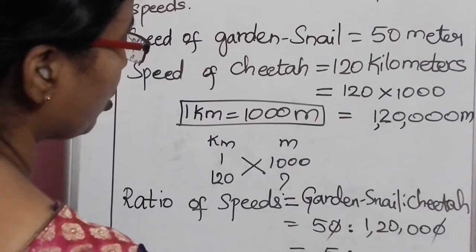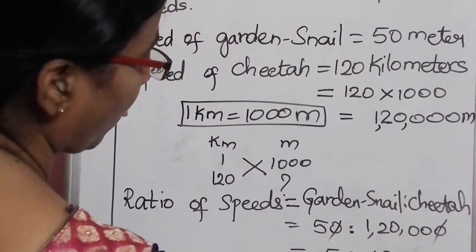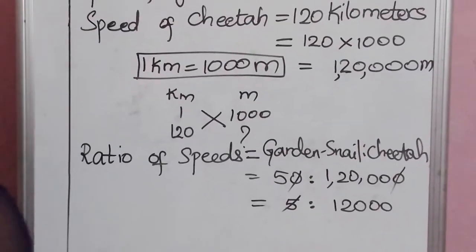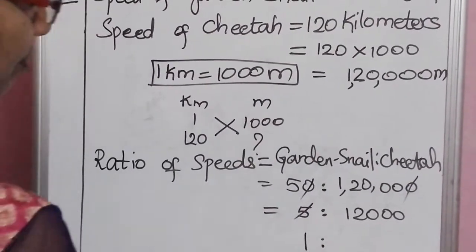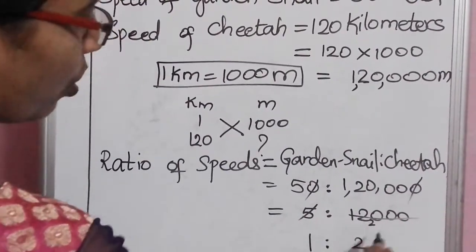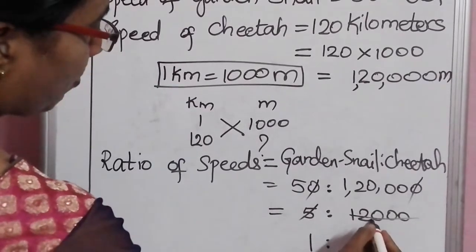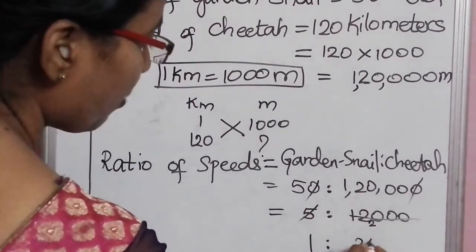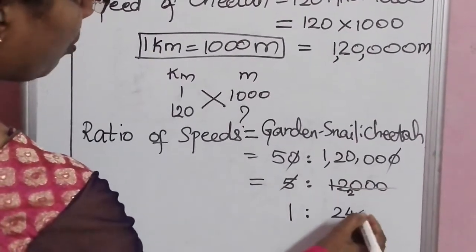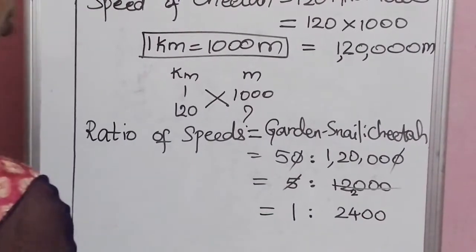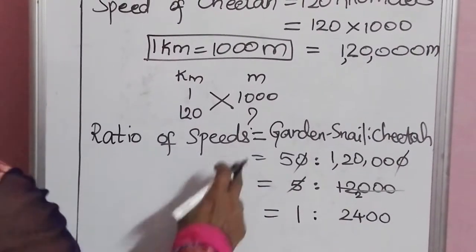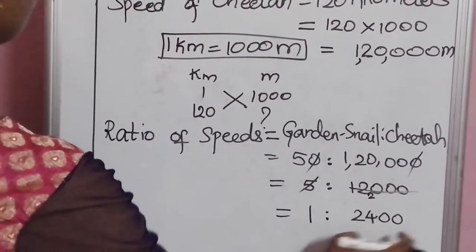So this is 5 is to 12,000. Let us cancel with 5 table. 5 ones are 5. Now 5 twos are 10. So the remainder is 2. 2 0 is 20. In 5 table, when will you get 20? 5 fours are 20. Now these 2 zeros you need to write here. So the ratio is 1 is to 2,400. The ratio of speeds is 1 is to 2,400.